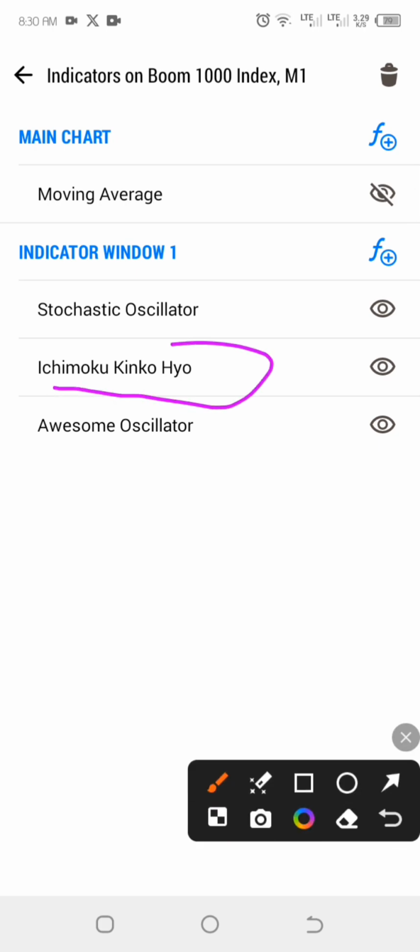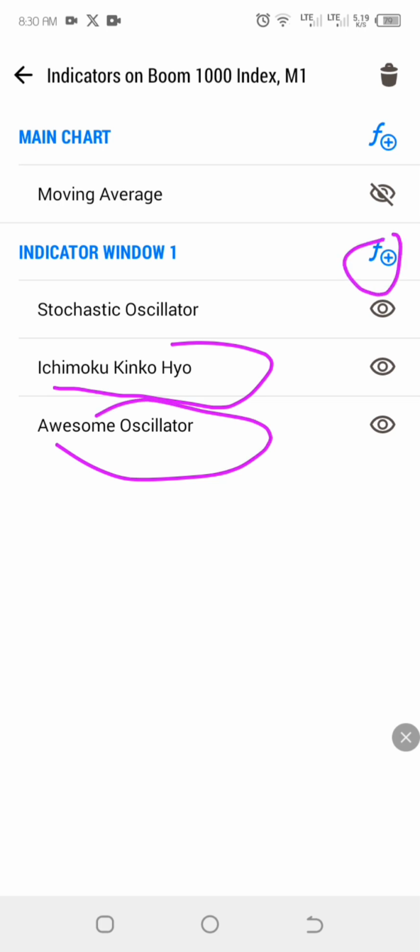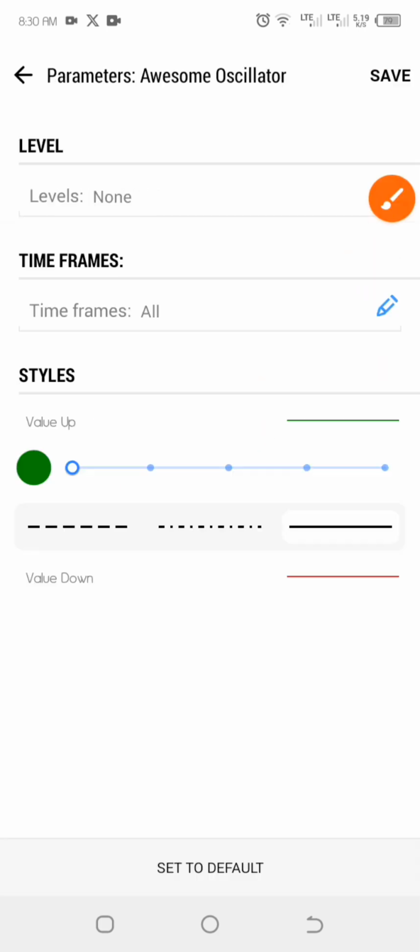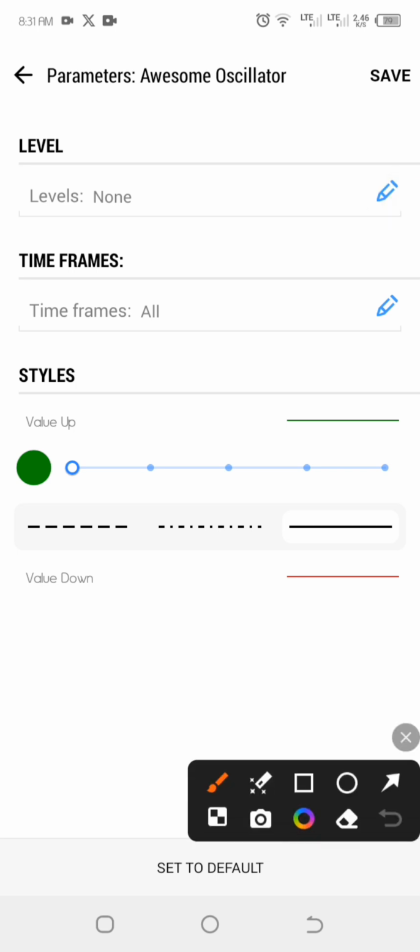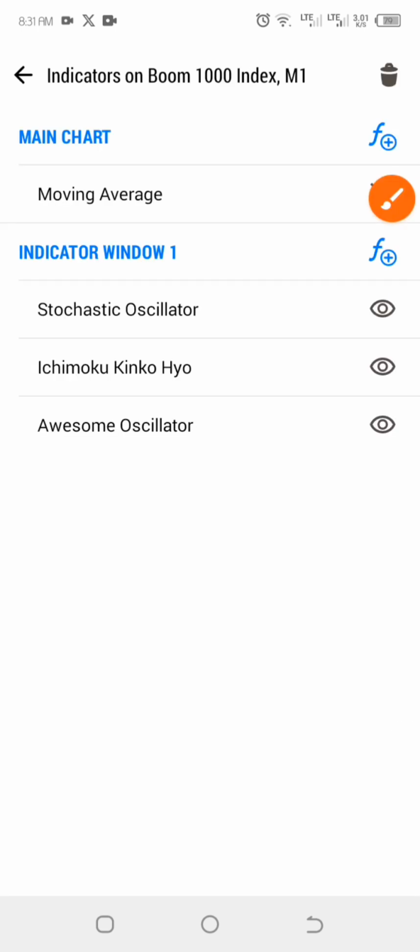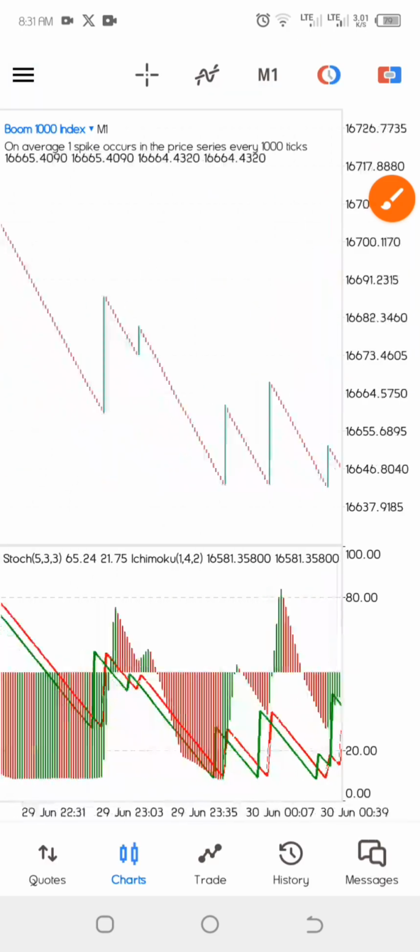Now for the last indicator, which is the oscillator, how do we do this? We click on this F icon again, we search for the oscillator, and we just click on save. Just have to set it as default, then click on save. Then you have your oscillator in your chart. So that is all the settings we are going to be using for the strategy.